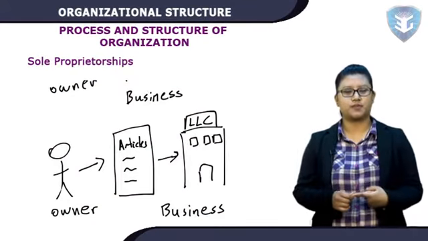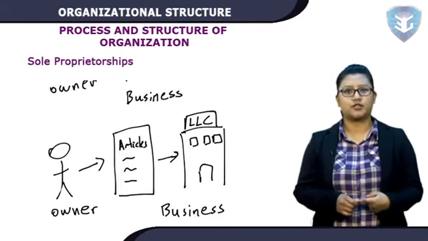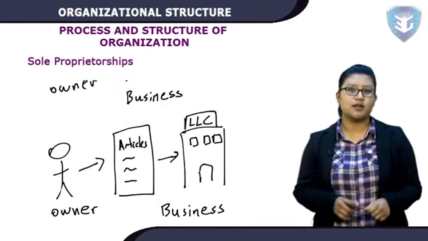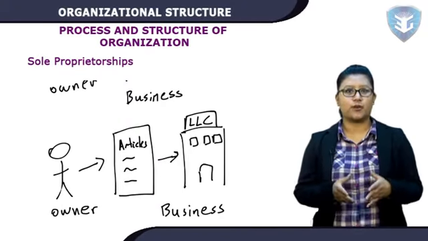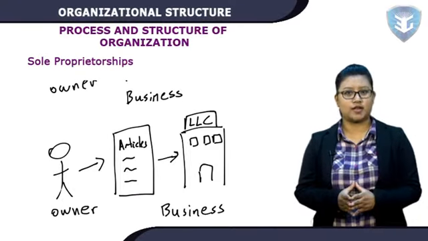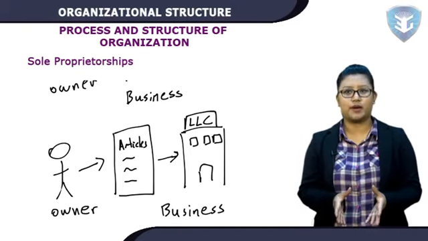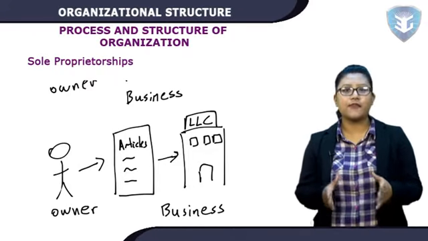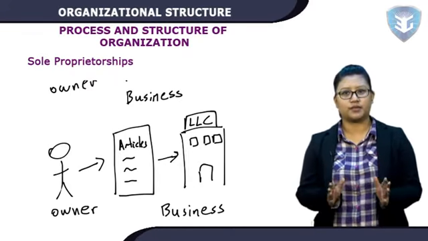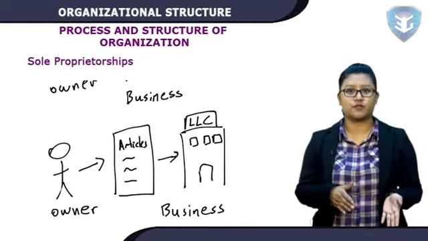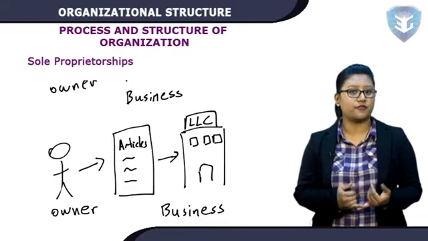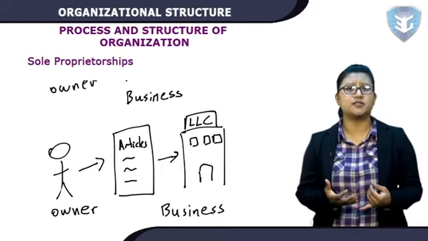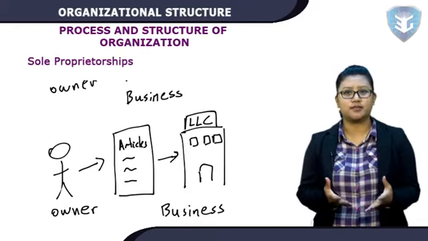Sole proprietorships. A sole proprietorship is a company owned and controlled by one person. Some of the advantages of a sole proprietorship are ease of organization, complete control of income and decisions, taxes are filed on the owner's personal tax return, and the business can be shut down easily by the owner. Some of the disadvantages of sole proprietorships are limited funds to expand and difficulty attracting and retaining top talent.